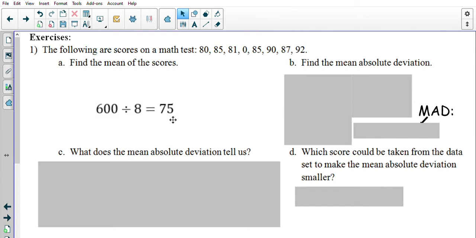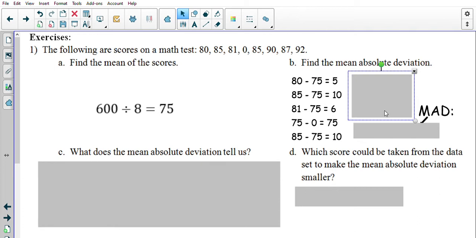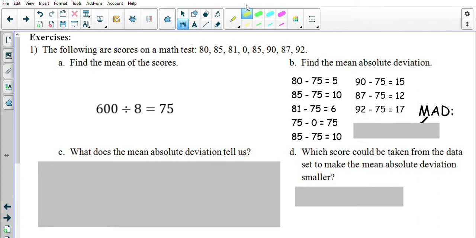So hopefully the sum of your numbers is 600 when you add all those together. There are 8 scores, so take 600 and divide it by 8 to get a mean of 75. B, we're going to find the mean absolute deviation. So now we're going to find the difference between each number in the set and 75. So let me go ahead and show these. Notice how every time, and I'm going to highlight this, I'm going to use the number 75 every time.